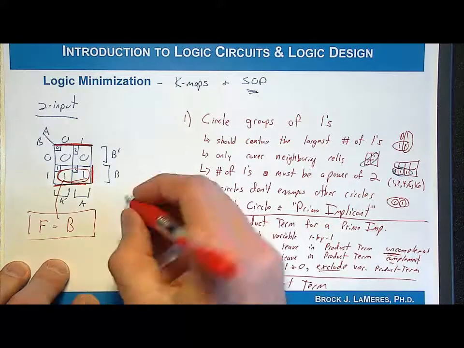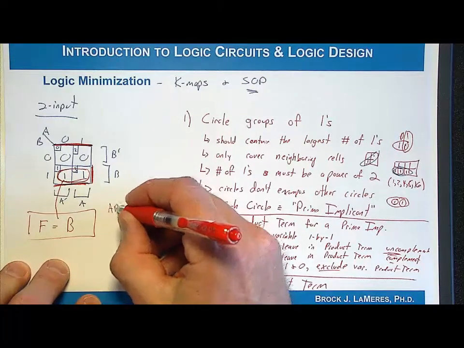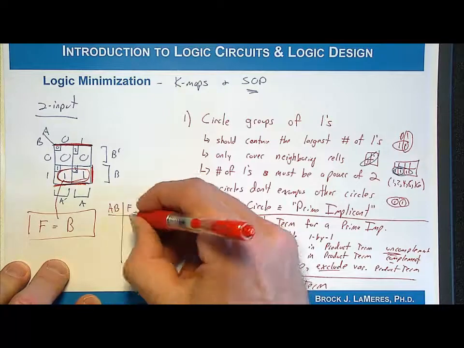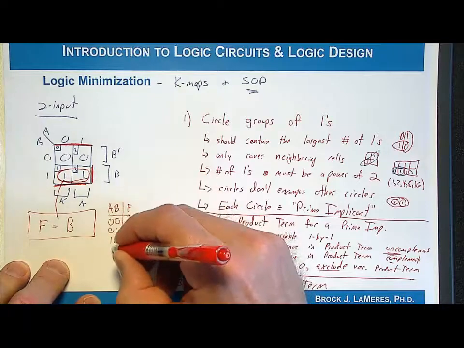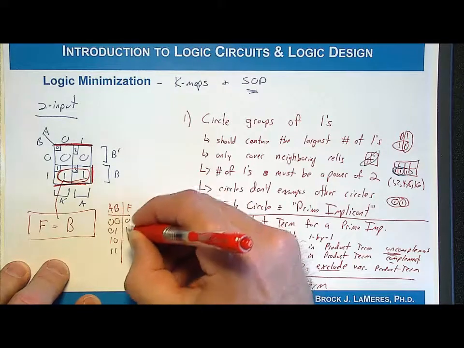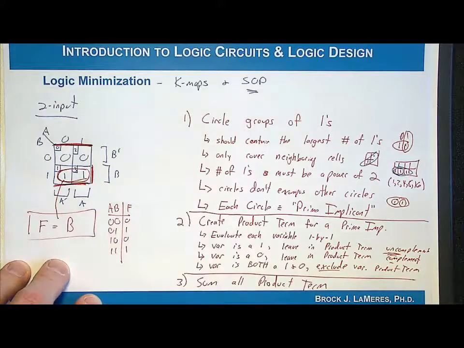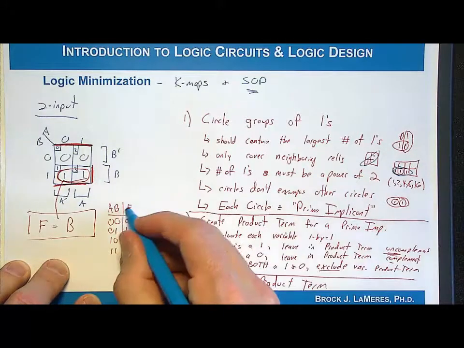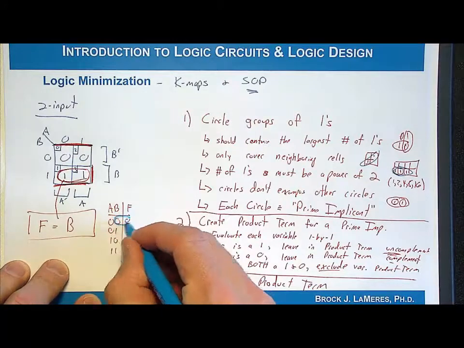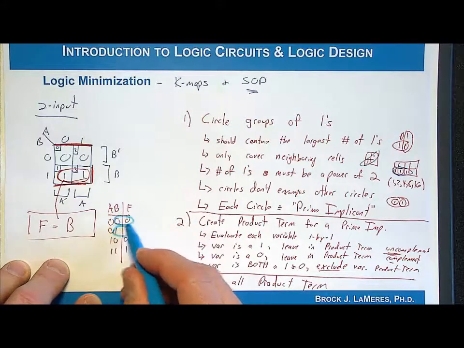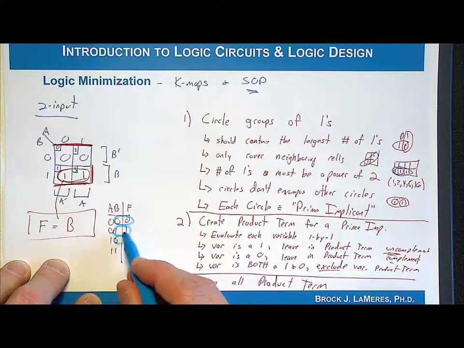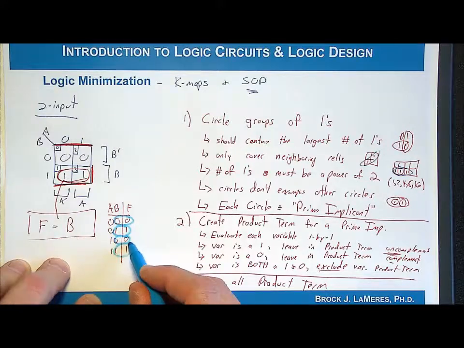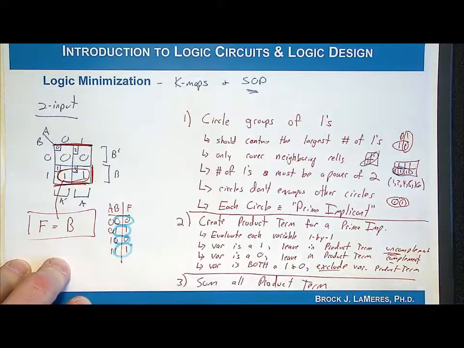Now if you think about that, let's look at the truth table for this and see if it makes sense. So I have A, B, and F: 0, 0, 0; 1, 0; 1, 1; and F was 0, 1, 0, 1. If you look at this, it is indeed F is equal to B. So look at when B is a 0, F is a 0. When B is a 1, F is a 1. When B is a 0, F is a 0. When B is a 1, F is a 1. A had no impact on the output.